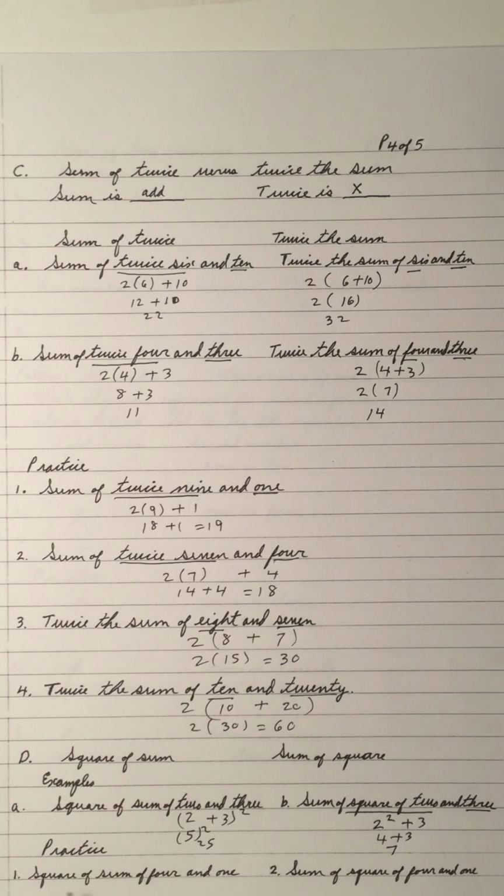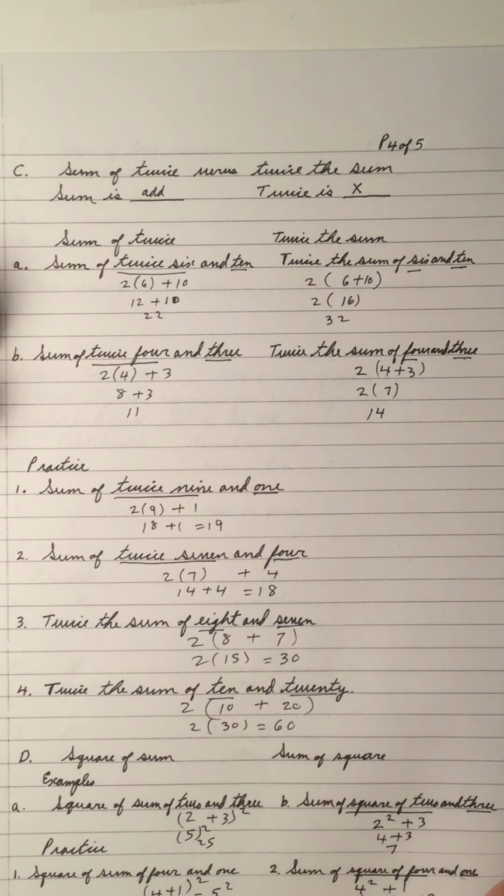The square of the sum of 4 and 1. The square of the sum. So there's a 4, add on 1, and it's the square of that sum. So that's a 5 squared, and that gives us 25. Number 2, the sum of the square of 4 and 1. So we're adding the square of 4, so 4 squared, add on 1. 16 plus 1 is 17.